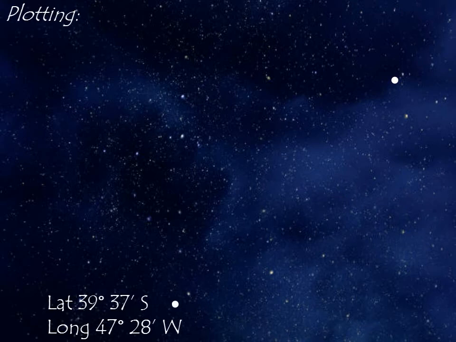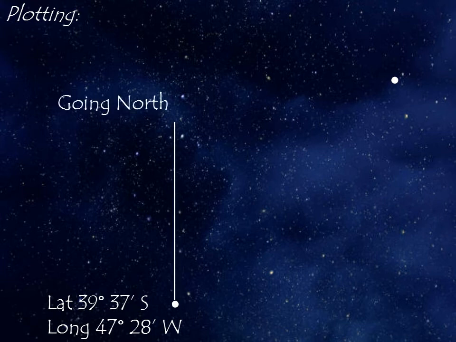Position 1. Latitude 39 degrees 37 minutes south. Longitude 47 degrees 28 minutes west. Going north. The course is less than 90 degrees. Clear enough that theta is in the first quadrant.